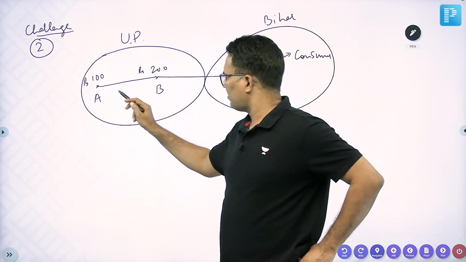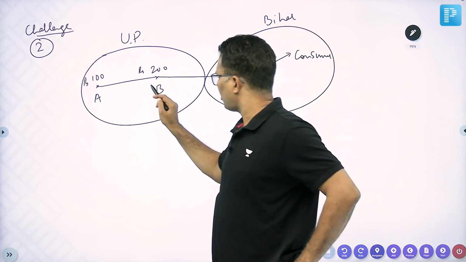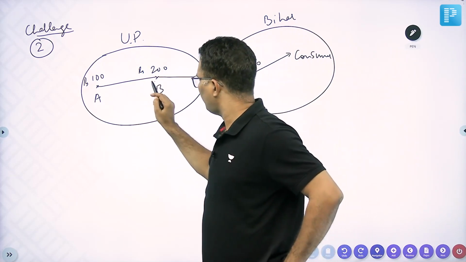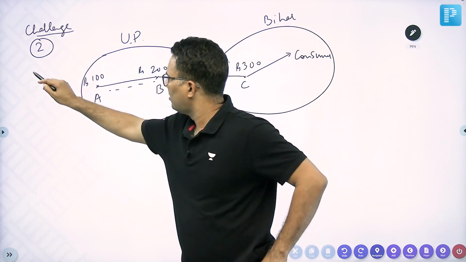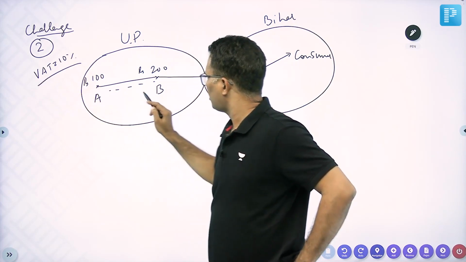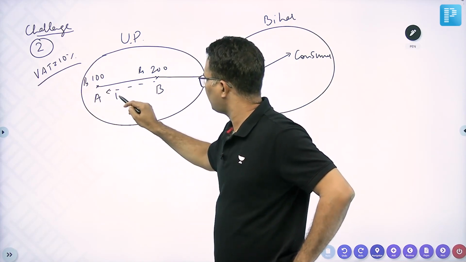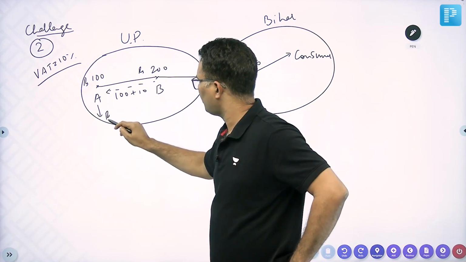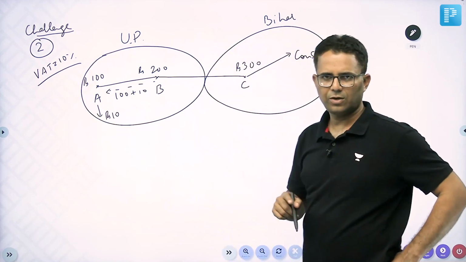Now, if A sells something to B, VAT will be imposed, as it is a sale of goods within UP. And let's say the VAT rate is 10%. So B will pay how much? 100 plus 10, and A will deposit rupees 10 VAT to the government.